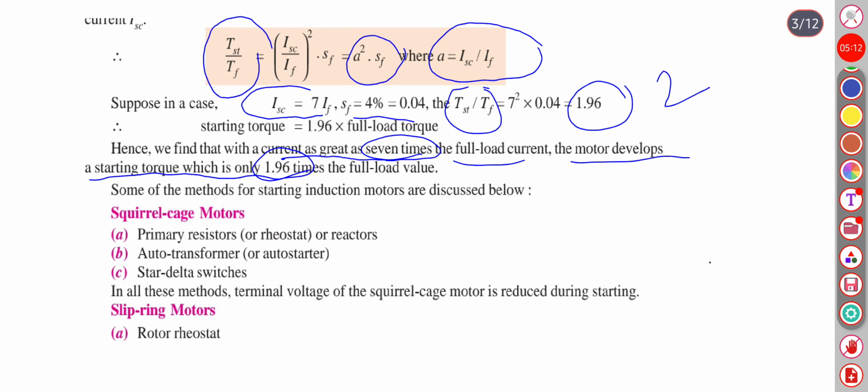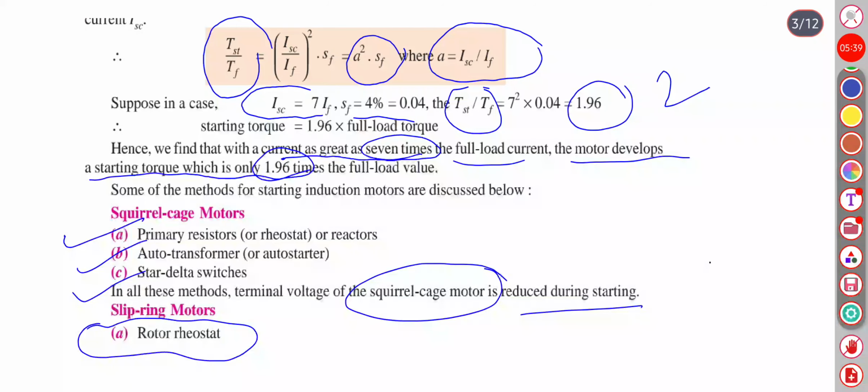In the case of squirrel cage motors, we use three types of starters: primary resistance or reactors, second is the auto transformer starter, and third is the star delta switch. In this method, the terminal voltage of the squirrel cage induction motor is reduced during starting. In the case of slip ring induction motors, we use a rotor rheostat, which is connected to the slip rings in the rotor winding.